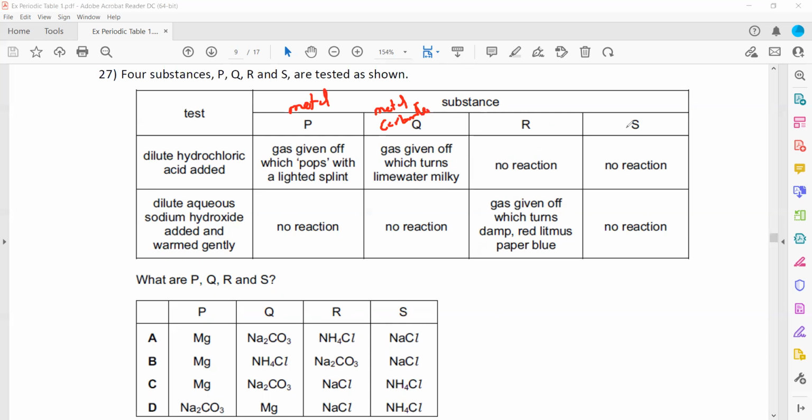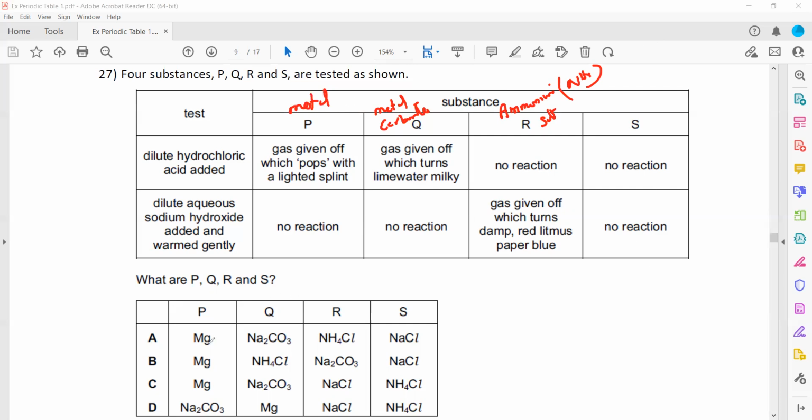For R and S, nothing is given, so we don't know what they are. When we add sodium hydroxide and a gas is given off, it means R is an ammonium salt. Because when a salt has NH4, it has the characteristic that when alkali is added, it gives off ammonia gas. And what about S? There is no reaction.